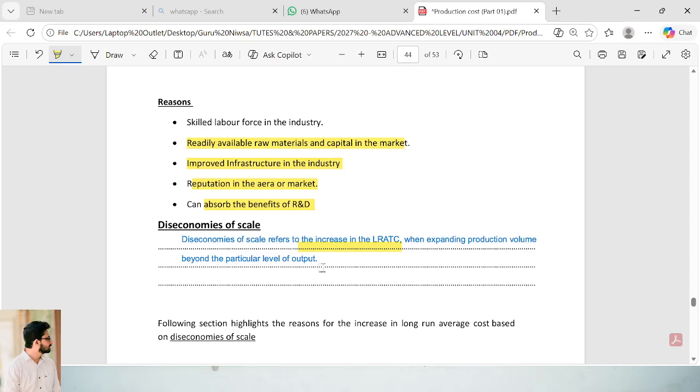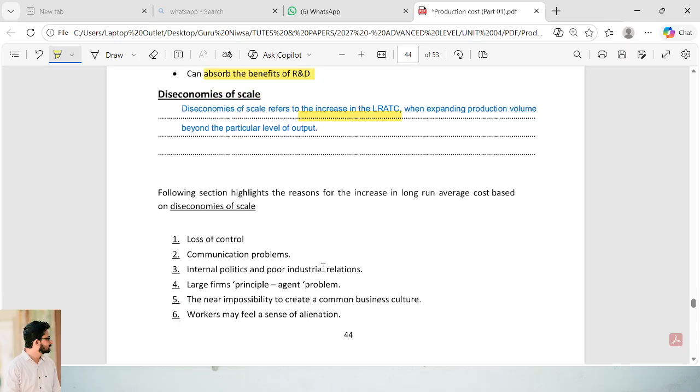Okay, kids? Right. These are the reasons. Loss of control. Why? The firm is too big, very difficult for them to control. Branches everywhere, in every district, in Anuradhapura, 100 branches in Colombo, 15 in Gampaha. Very difficult for them to control.